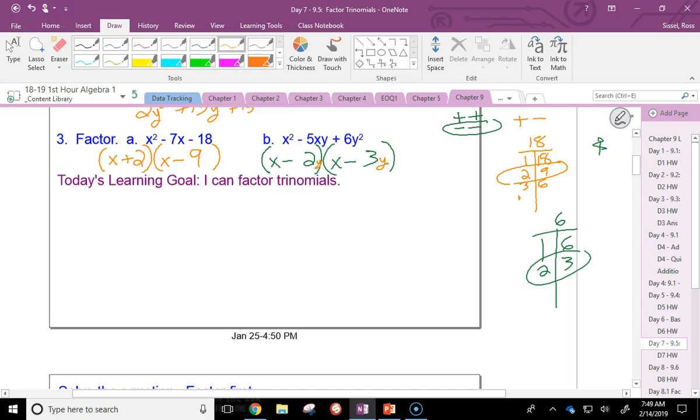Okay. Does it matter which order the 2 and the 9 go in on number 4? Well, as long as the positives with 2. So if you said x minus 9, x plus 2, that's okay.